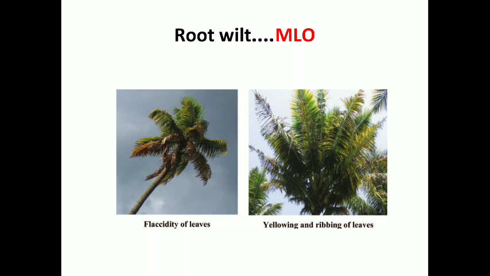So the first disease is root wilt. Root wilt is caused by a pathogen, that is mycoplasma or phytoplasma. Regarding symptoms, flaccidity of leaves is the important symptom. What is flaccidity? The leaves curve abnormally inwards, resembling the ribs of mammals. In some cases, yellowing of leaves and necrosis also occur. Then in case of nuts, shedding of buttons and immature nuts occurs. Mature nuts become small and have a thin kernel.